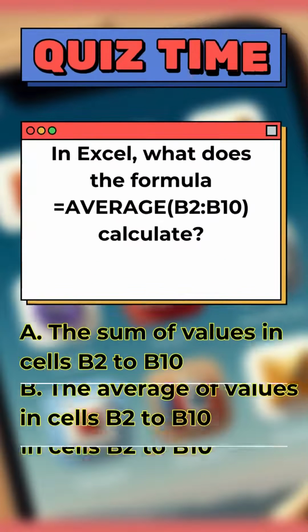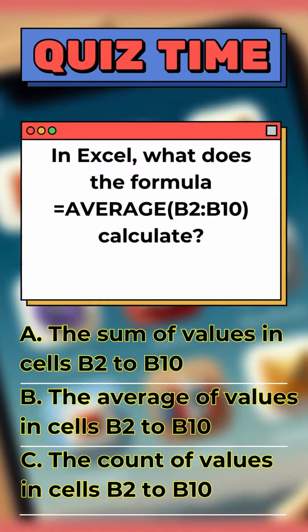In Excel, what does the formula =AVERAGE(B2:B10) calculate? A. The sum of values in cells B2 to B10. B. The average of values in cells B2 to B10. C. The count of values in cells B2 to B10.